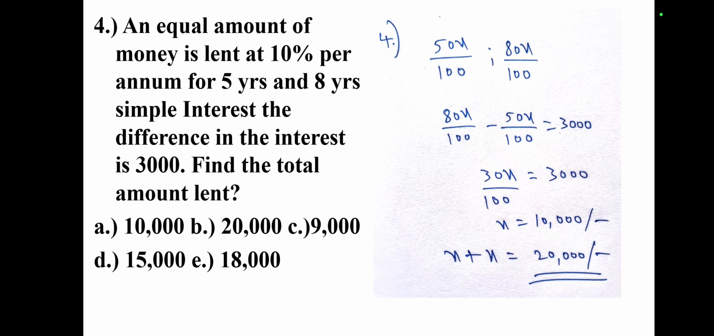Here many of the aspirants think that 10,000 is the answer, but here 10,000 is not the answer, 20,000 is correct. Why? Because in this question 2 times the X amount of money was lent. So we were asked to find out the total amount lent. That means X plus X is equal to 20,000 rupees. Option B is the correct answer.